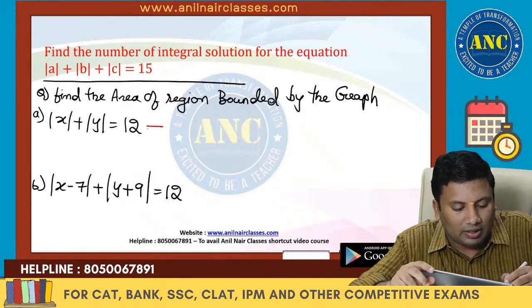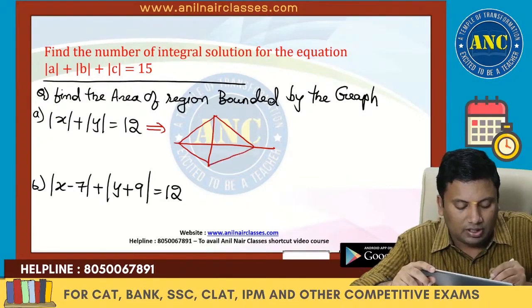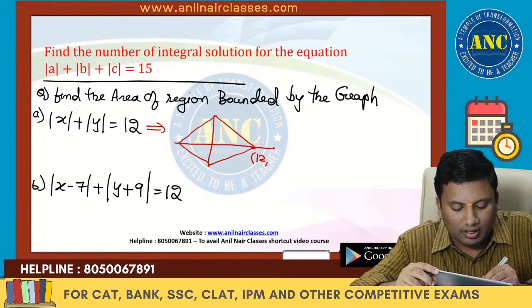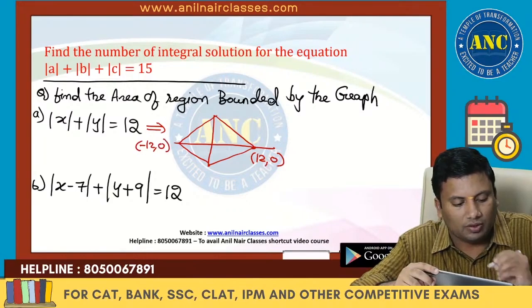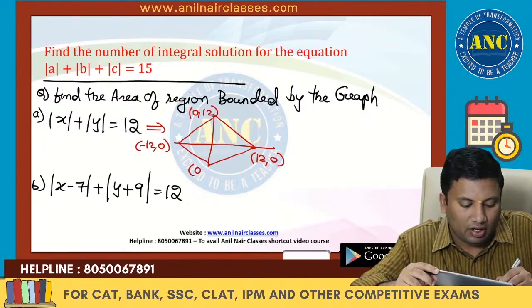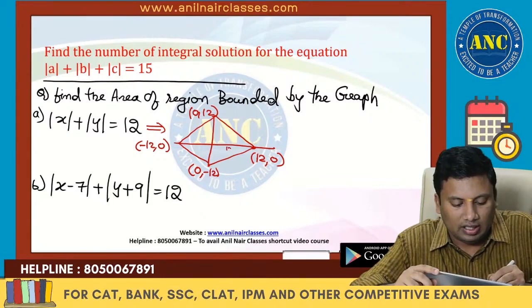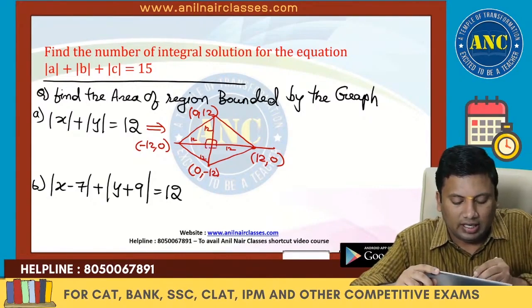Already we have seen in the previous class, this is nothing but a rhombus. If y is 0, x will be 12. X can also take negative, minus 12 comma 0. If x is 0, y will be 12. y can also be negative, 0 comma minus 12. Totally 4 right angles are formed.